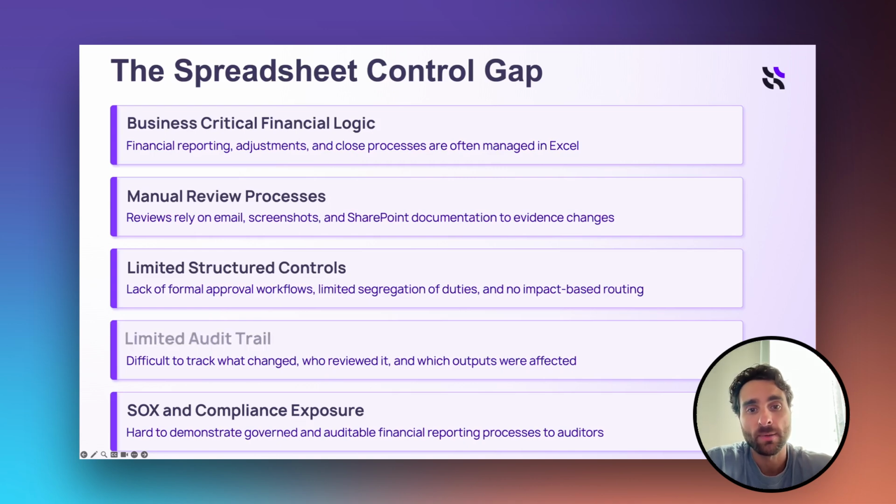This leads to limited auditability, and it becomes very difficult to understand who modified the inputs, what outputs have changed, and who ultimately approved the changes. As a result, organizations struggle to demonstrate control, governance, and auditability across all financial reporting changes. And this is where Coherent Control comes in.